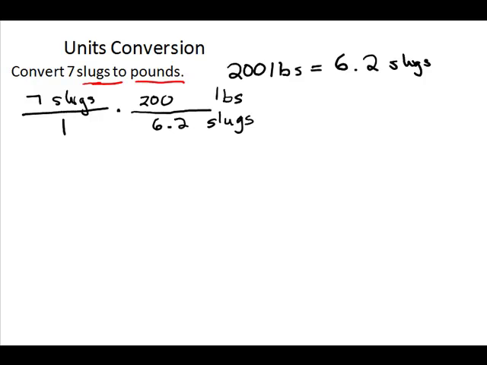We'll clean up the units, so our slugs are going to cancel. Now this is going to get it into pounds. Here you're going to have to do a multiplication and a division. Let's go ahead and do our numerators first. So this will give us 7 times 200 is 1,400. And we have pounds over 6.2.